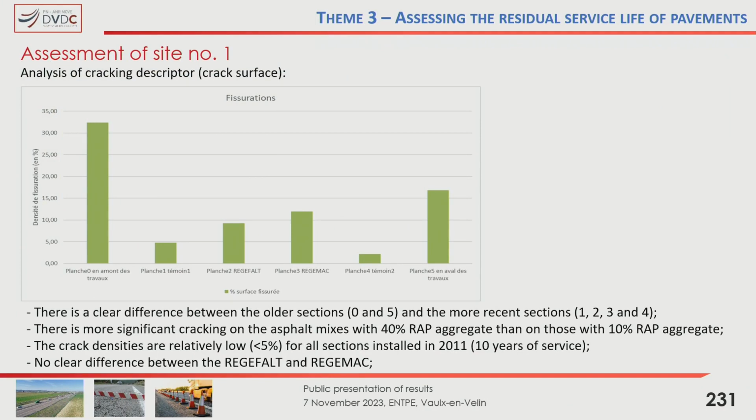Afterwards, what we saw visually can be confirmed in the tests that we performed. In other words, when it comes to cracking, there's a big difference between the older sections and the more recent sections. We numbered them. The older sections have more cracks, but also we can see differences between the different sections depending on how recent they are. For example, there is more significant cracking on the asphalt mixes with 40% recycled aggregate compared with those with only 10% recycled aggregate.